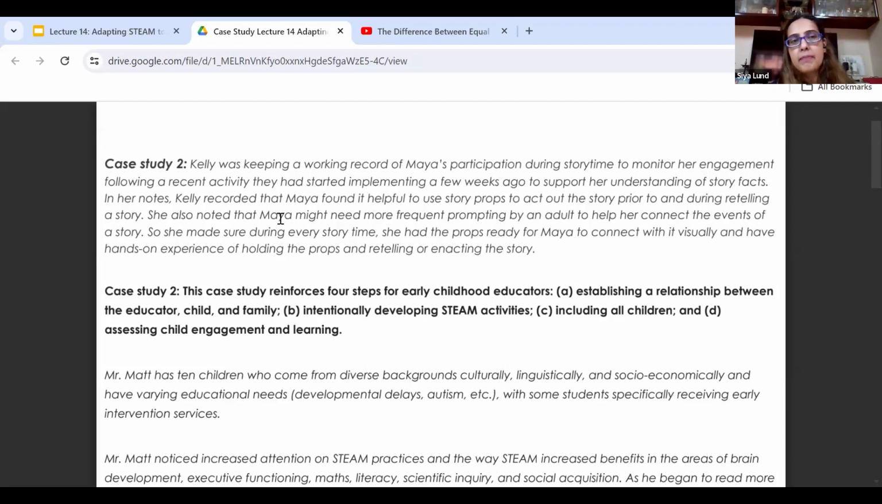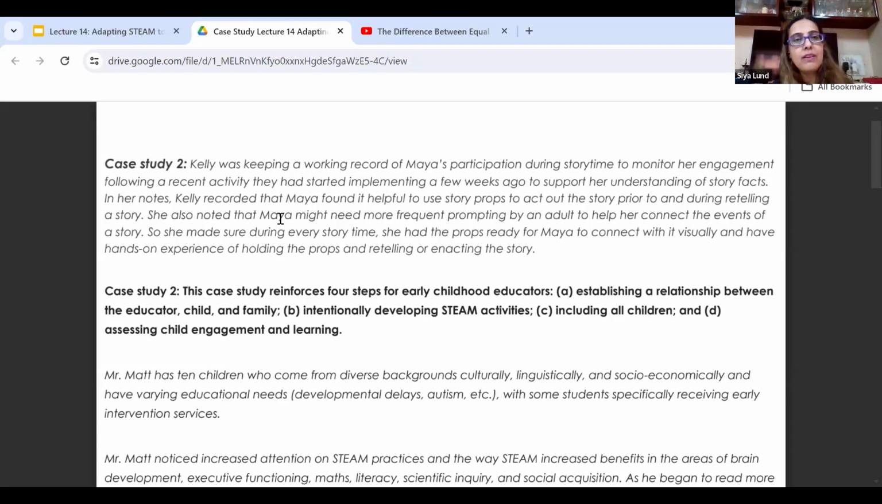Little girl Maya. So in her notes, Kelly recorded that Maya found it helpful to use story props to act out the story prior to and during retelling the story. She also noted that Maya might need more frequent prompting by an adult to help her connect the events of a story. So organization of the events and the sequence is probably a challenge for this child.